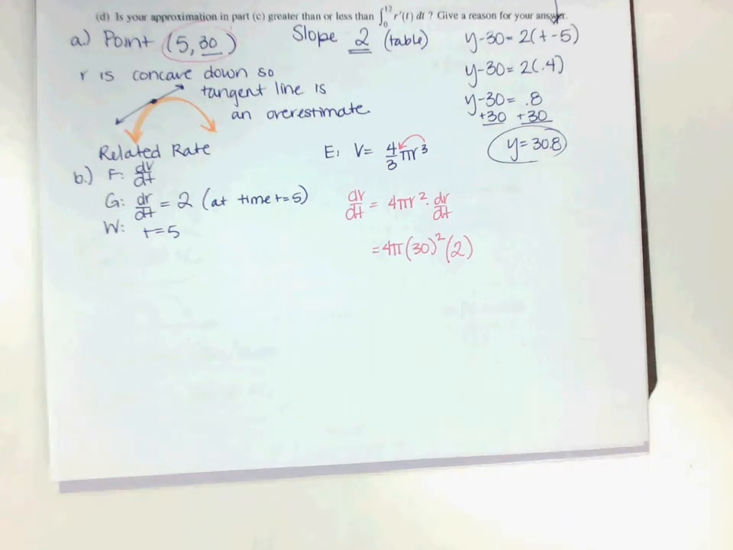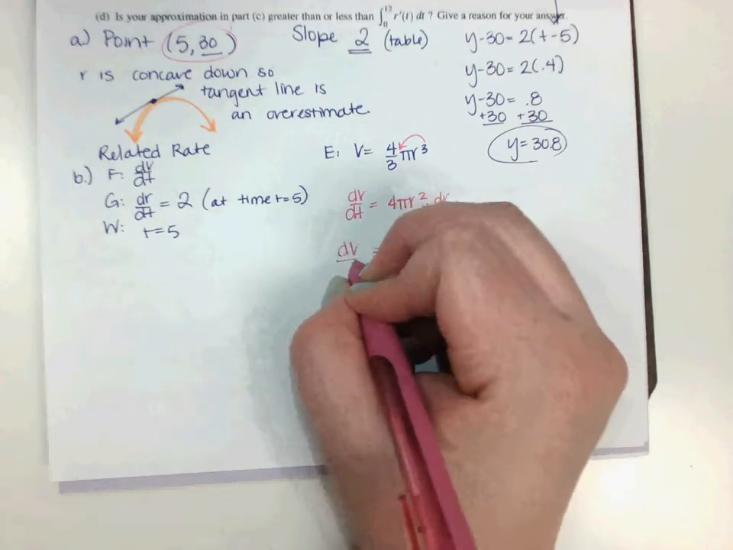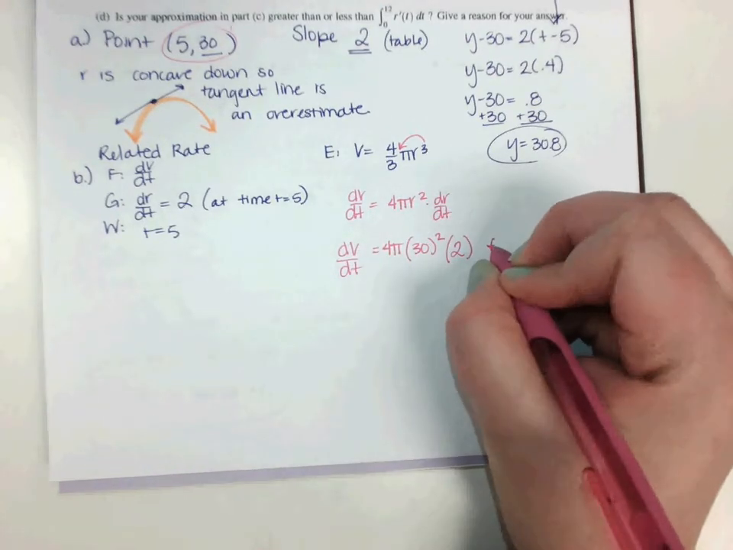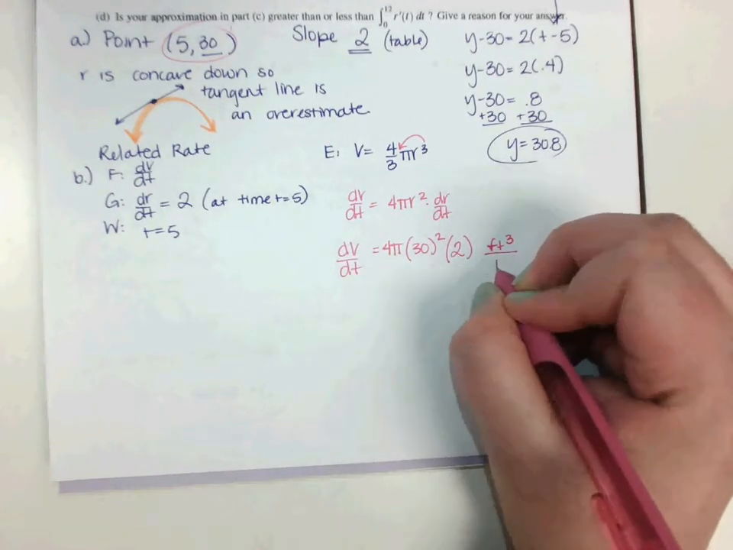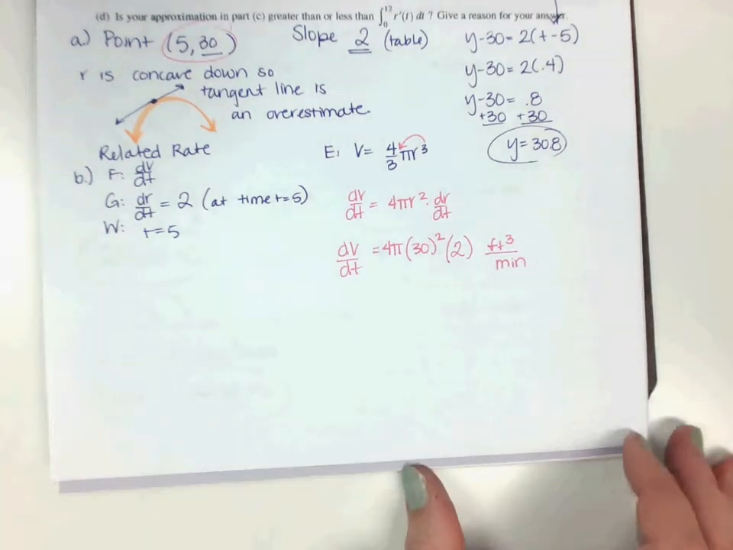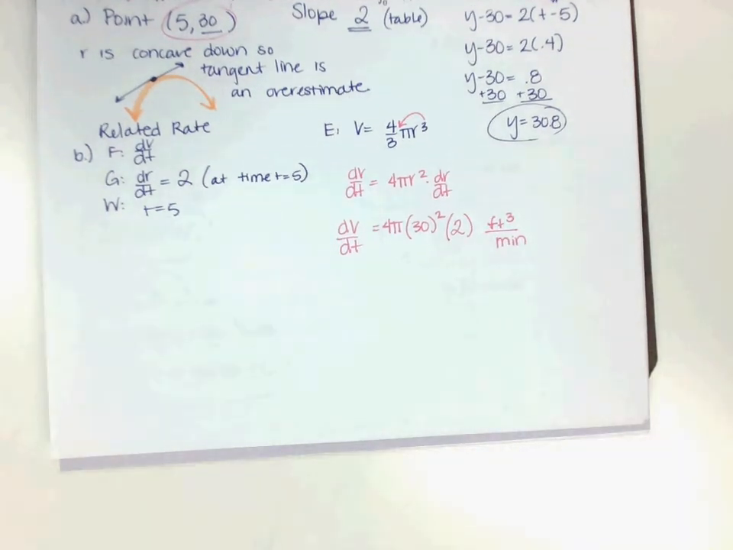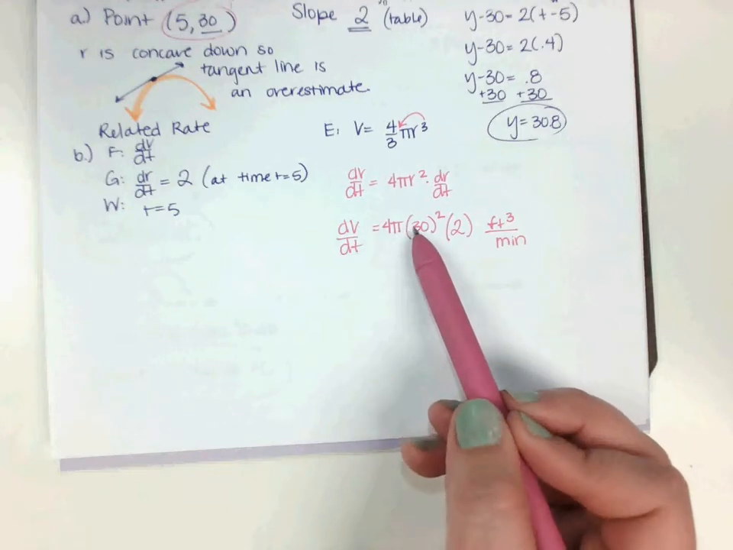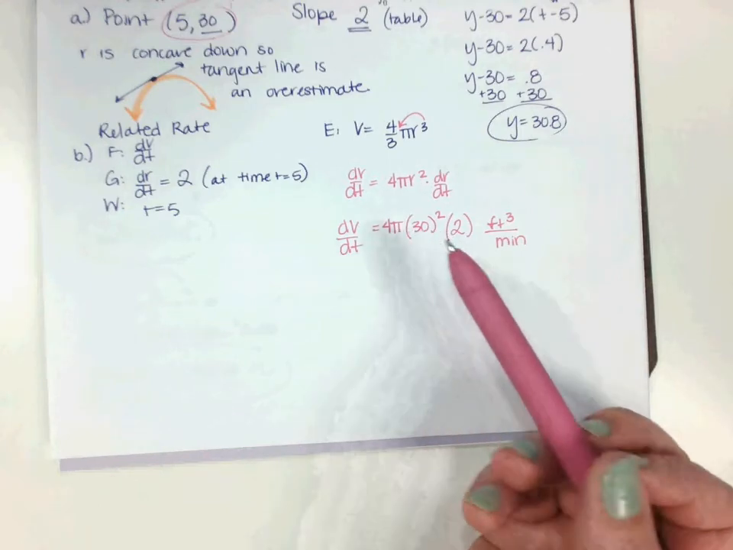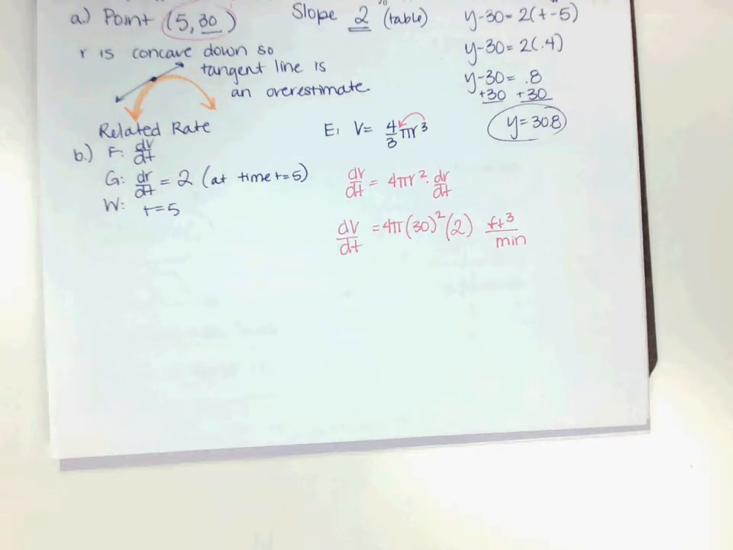Now let's talk about units. The radius is measured in feet. What would the volume be measured in? Not feet, feet cubed. Because remember, this is a volume per minute. So 30 squared would be 900, times 2 would be 1800. You could times it by 4 if you care, but I'm just going to leave it. Get the idea?